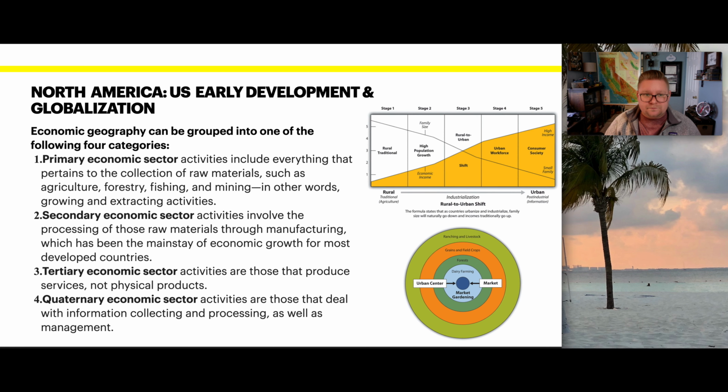Moving forward, looking at the U.S. early development and globalization, we can also think about how economy is observed in a landscape. Economic geography can be grouped into one of four categories: the primary, secondary, tertiary, and the quaternary. Primary sectors include everything that pertains to the collection of raw materials such as agriculture, forestry, fishing, and mining, in other words, growing and extracting activities.